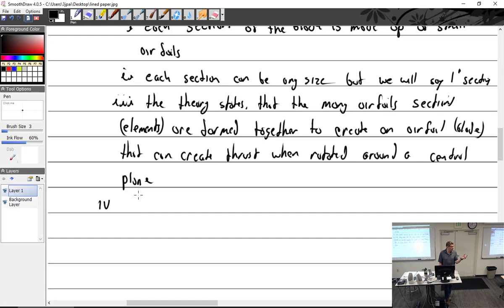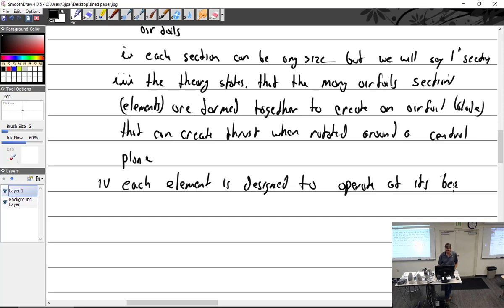And each one is different, and they're different because each element is designed to operate at its best angle of attack. What is angle of attack? Chord line against relative wind.